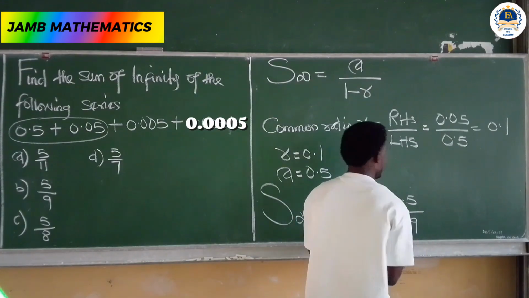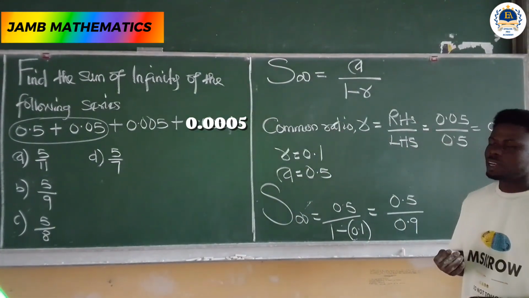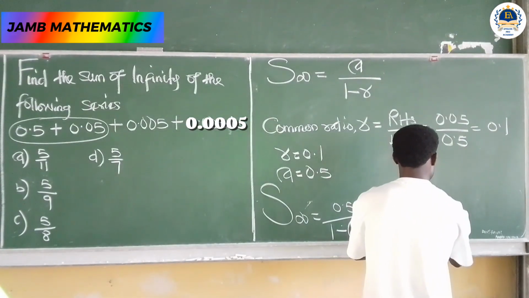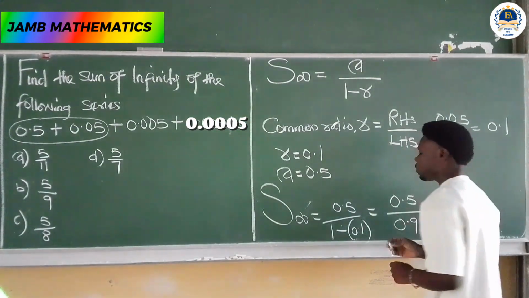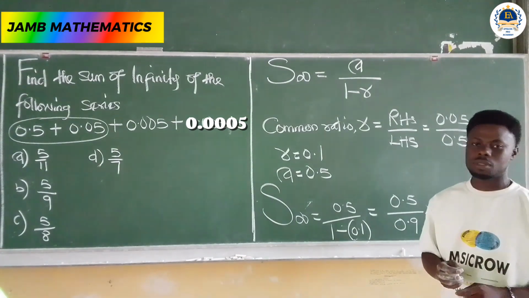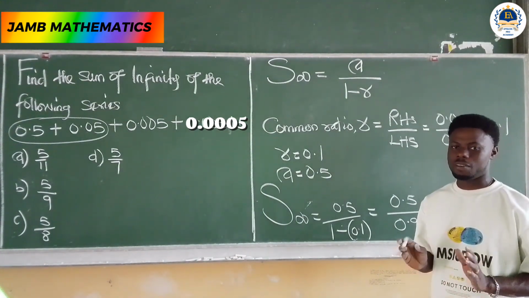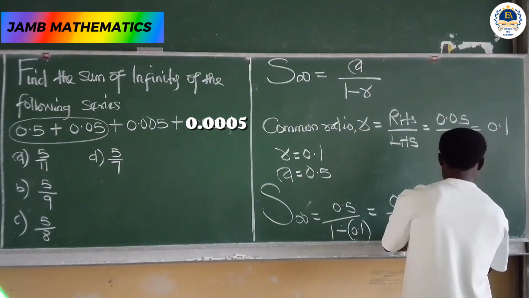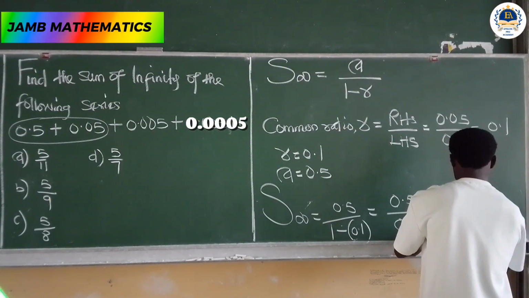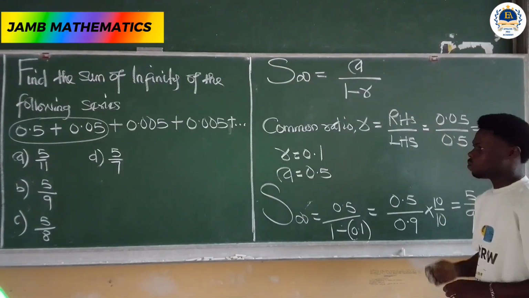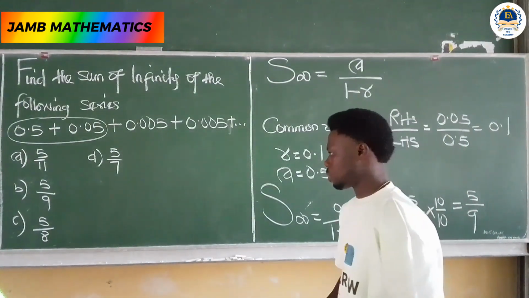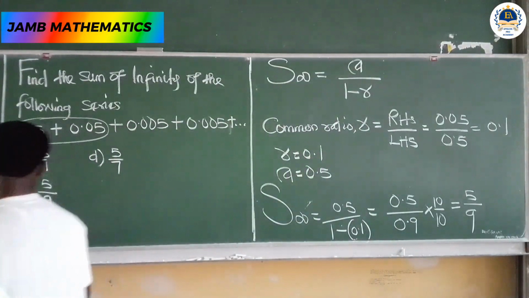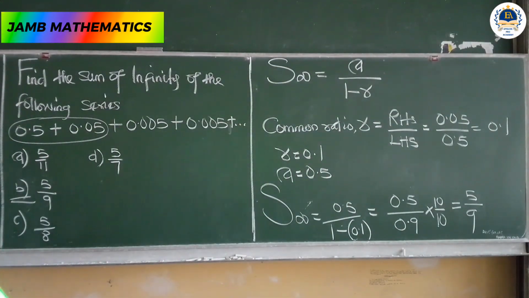0.9. And if you multiply both the numerator and the denominator by 10, that is 10 over 10, whatever you do to the numerator, also do the same to the denominator. That is the basic rule in equivalent fractions. So we are going to obtain 5 over 9 as the final result. So looking back to the options, the correct option is 5 over 9, which is option B.